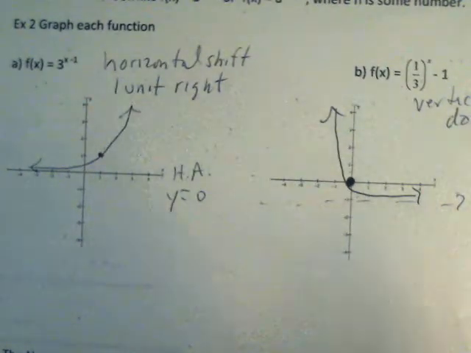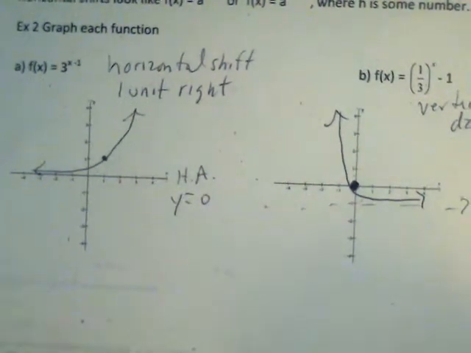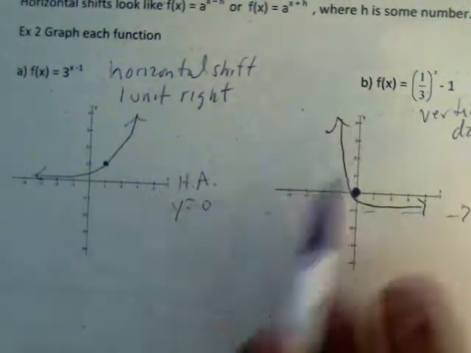And that's it. No need to create a table of values. I mean, we're just going to use transformations to graph these. So it may take a little bit. I'm not saying this is easy, but that's all we're doing with it, okay?